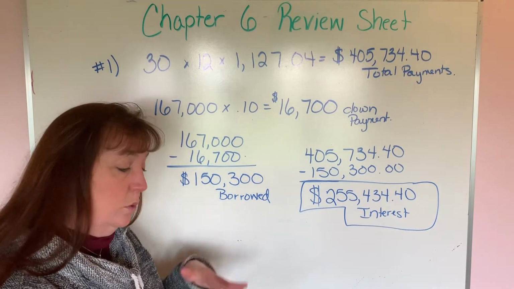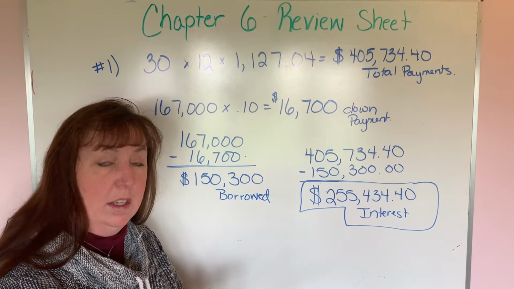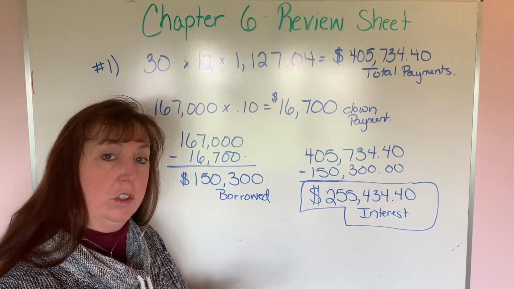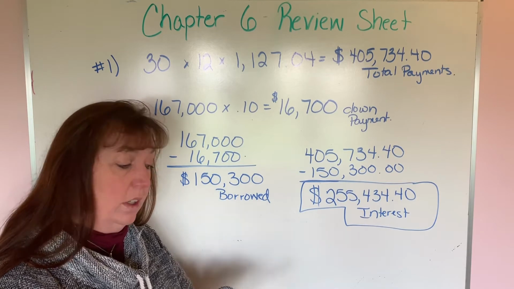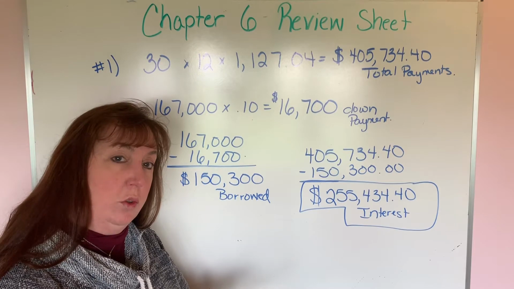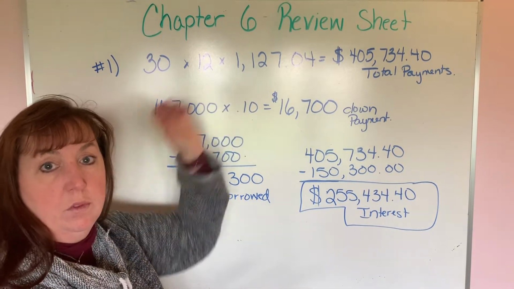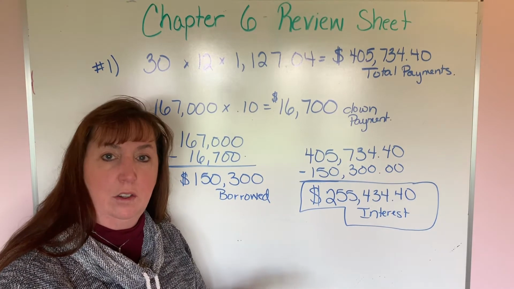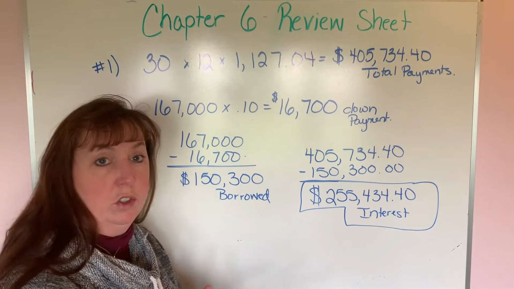Notice on this question, we did not use the 8.23%. That is extra information. Same thing on your tests, you'll get an extra piece of information. That 8.23% is already wrapped into this monthly payment, so they didn't need to tell you that. Okay, so be careful with that on your test question number 1.